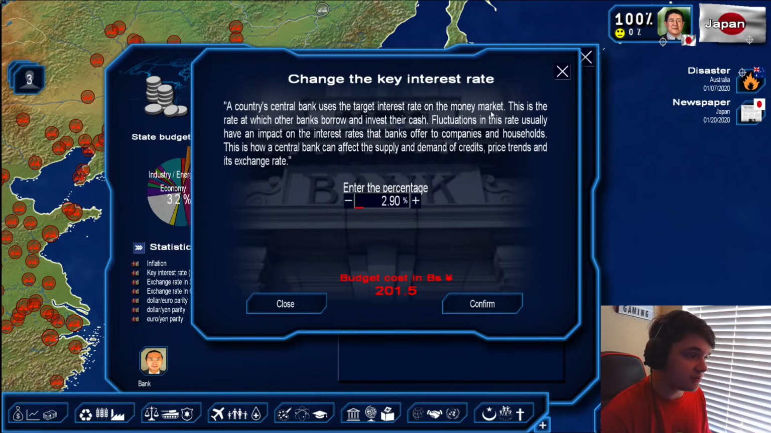Uses interest rate on demand market. This is the rate at which other banks borrow and invest their cash. Fluctuations in this rate usually have an impact on the interest rate that banks offer to companies and households. This is how a central bank can affect the supply and demand of credits, price trends, and its exchange rate.